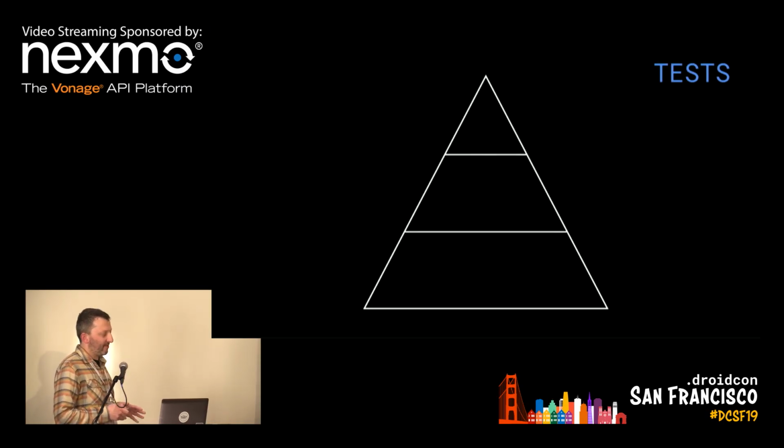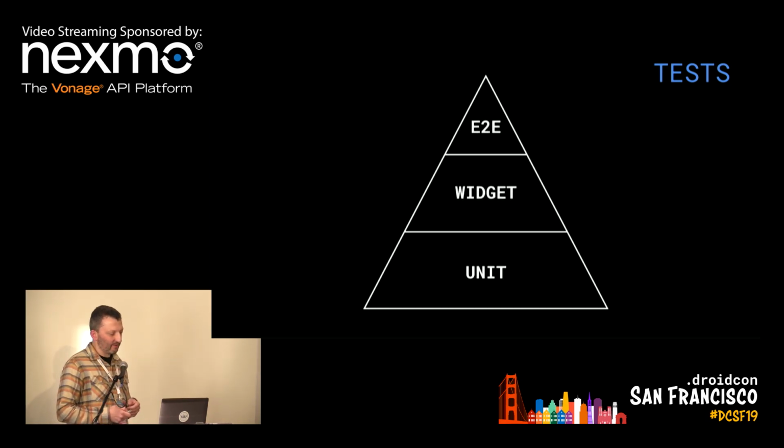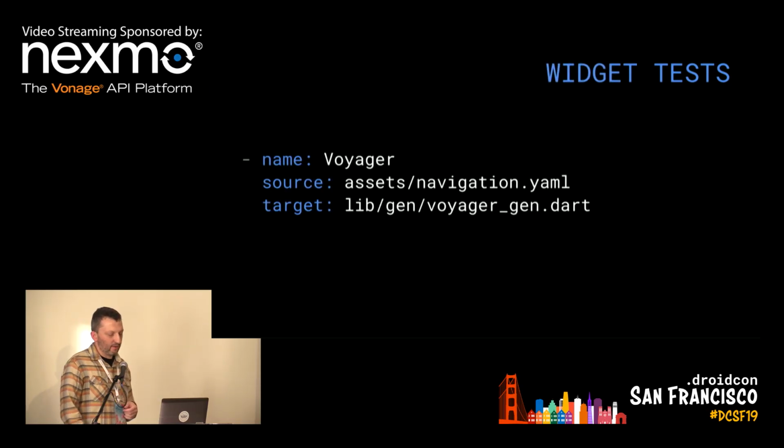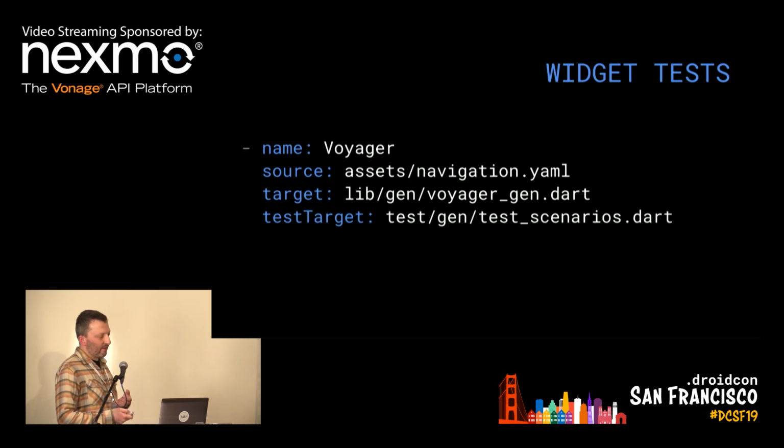Actually, this is about test pyramids and Flutter tests, more exactly widget tests. And Flutter is really good at it. And with Voyager, we can take these tests to the next level. You might wonder what code generation has to do with it. So you supply a test target for the generated test code.